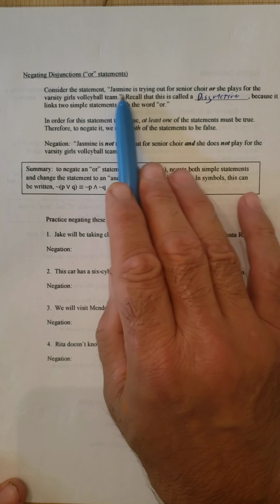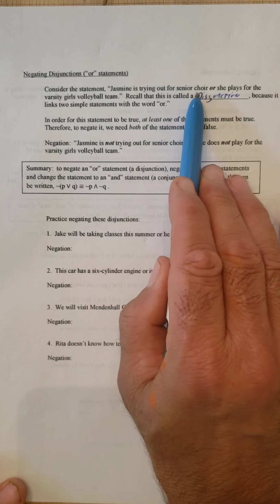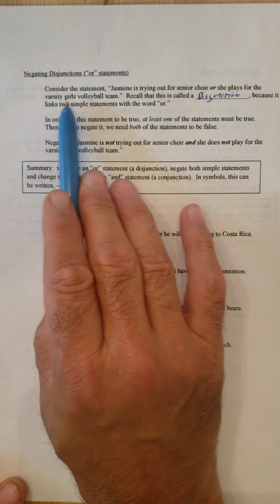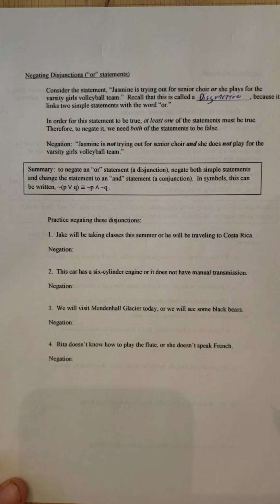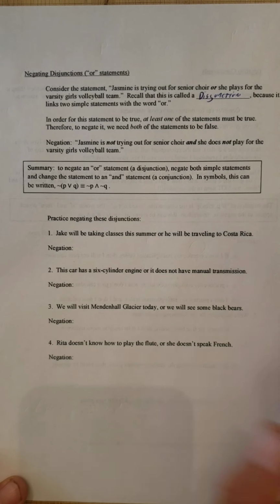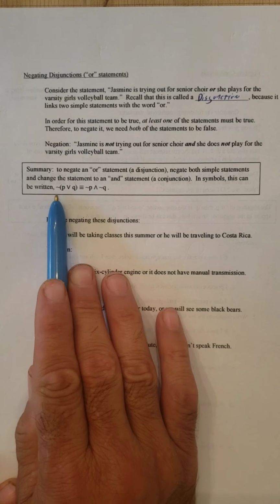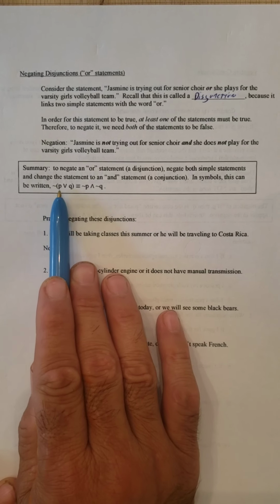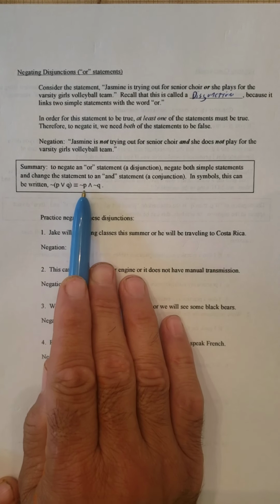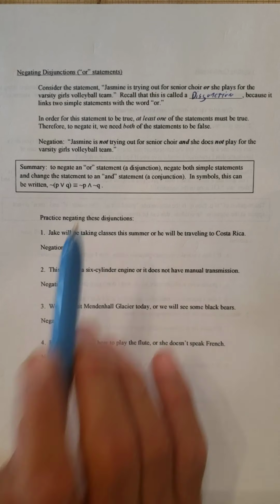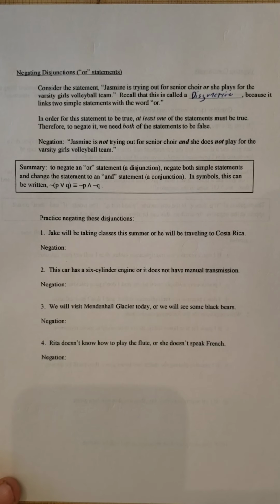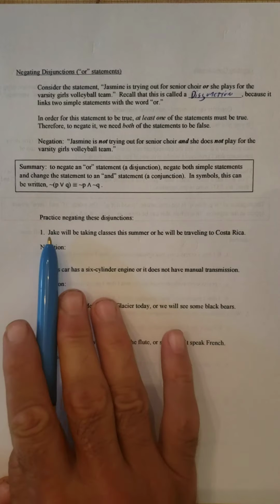Okay? So if we take this, let's see, what's the statement here? Jasmine is trying out for senior choir, or she plays for the girls' volleyball team. Okay, so to negate that, I want to say that neither one of those are true. So the negation of an or, the negation of P or Q, is an and statement, not P and not Q. Okay, so let's jump down here to number 1.